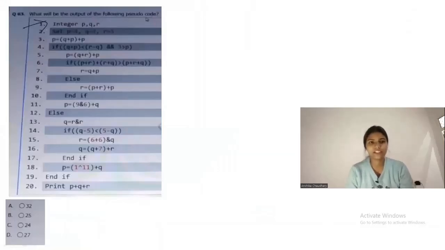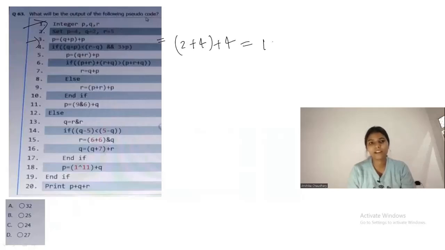Here are three integers p, q, r, with values p equals 4, q equals 2, and r equals 5. Then in the third line, we are updating the value of p by performing an addition operation, simple. q plus p: q is 2 plus p was 4, so it will be 10. So now the updated value of p is 10.